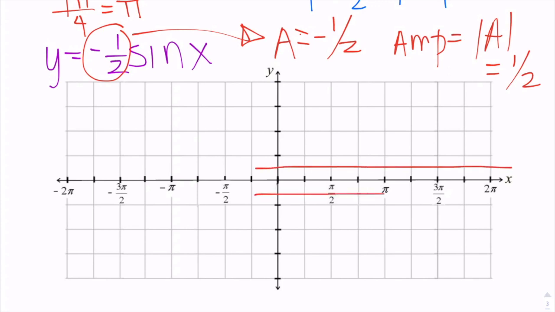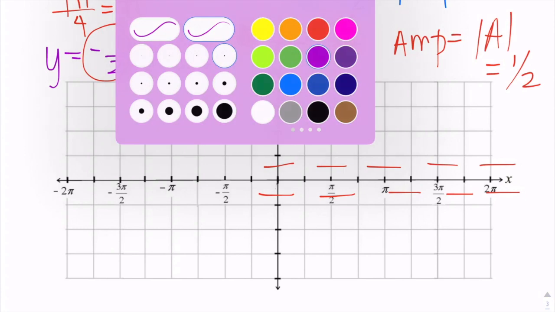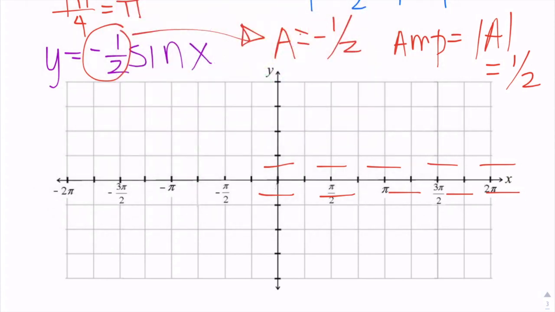And down 1/2. You can draw a dashed line if you want there. It's up to you. Usually I'll do a dashed line, just easier to do a full line on this. And now you just follow your same pattern. We start at the midline, and then we go up, midline, down, midline. And then you just connect with a smooth curve, just like that.